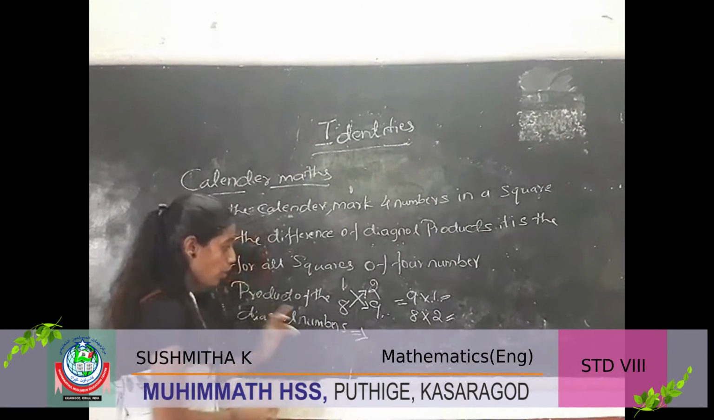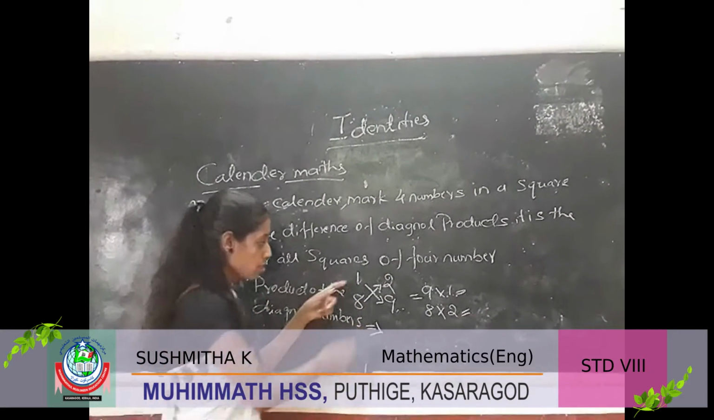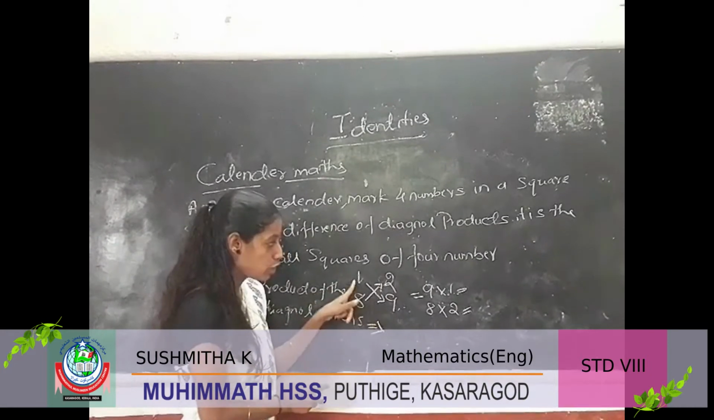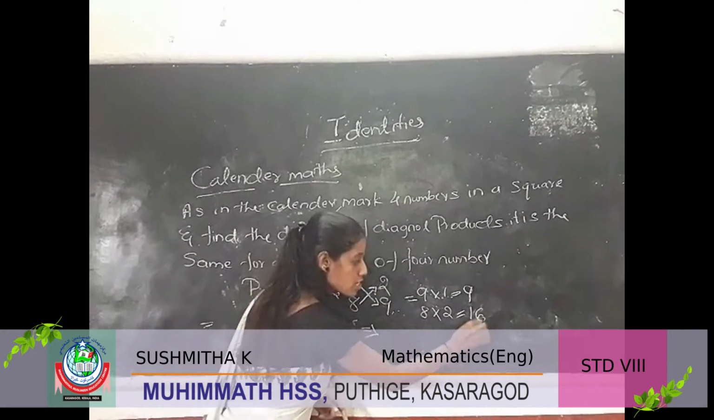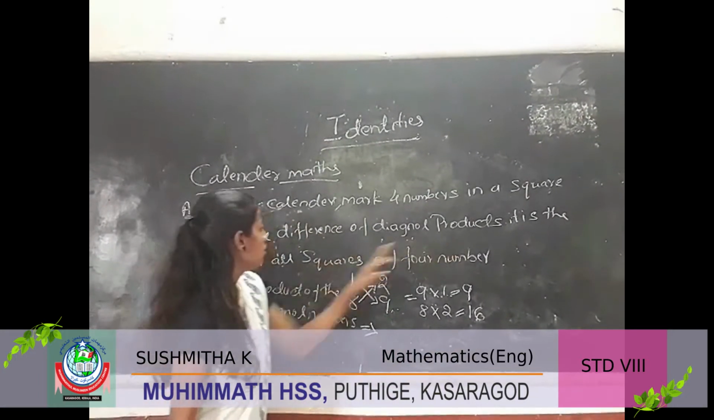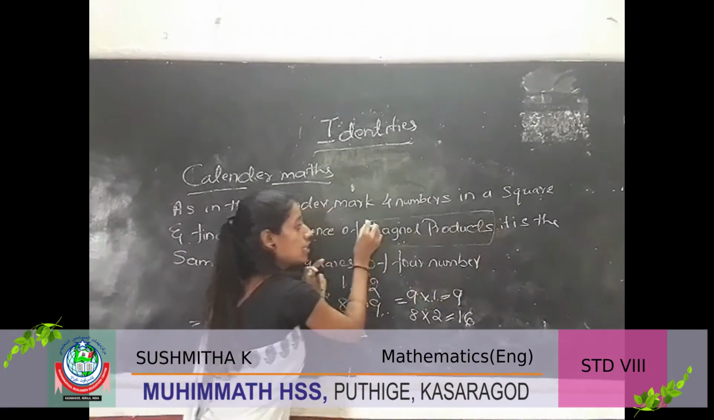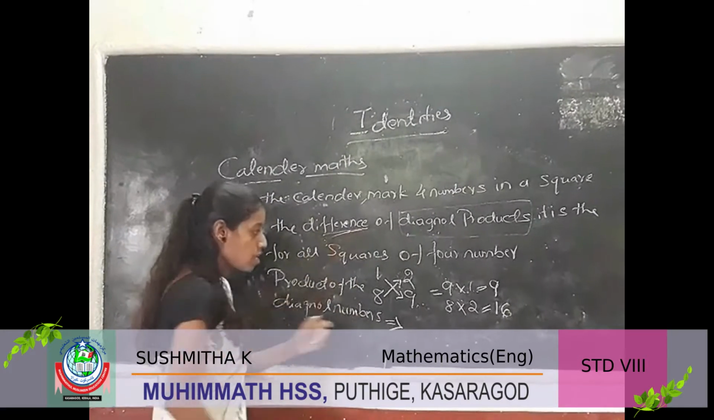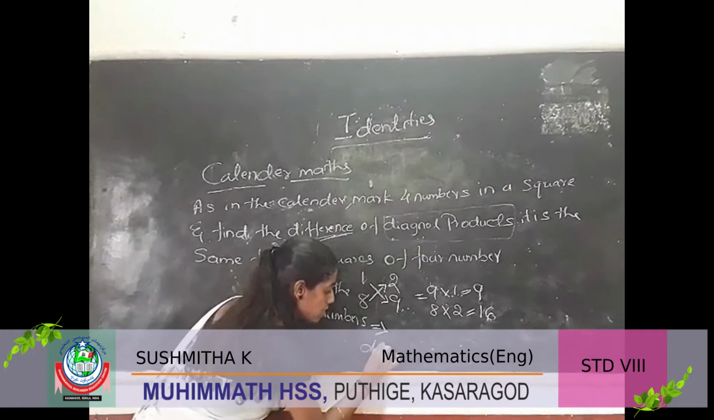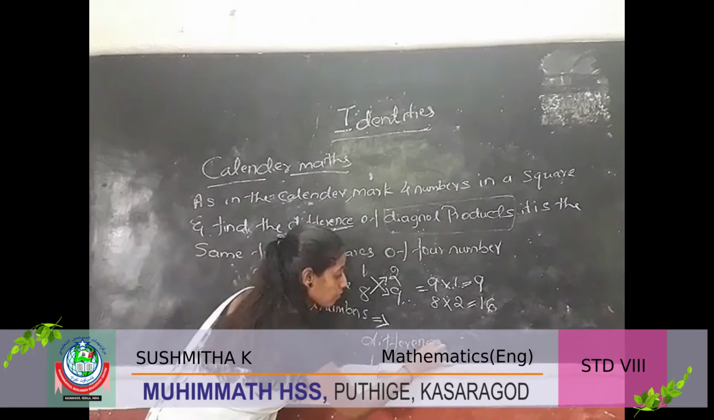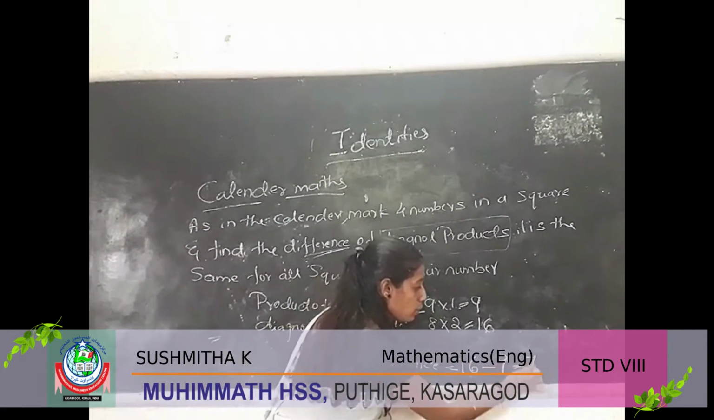Product of the diagonal numbers, isn't it? Product means multiplication of the diagonal numbers. So the product of the diagonal numbers is 9 into 1 equal to 9 and also 8 into 2 is 16. What is the next question? Difference of the diagonal products. We find the product of the diagonal, then we have to find the difference. So the difference is 16 minus 9 equal to 7.